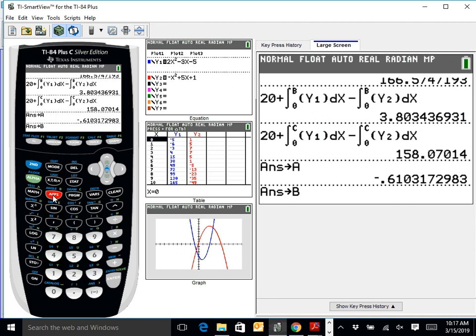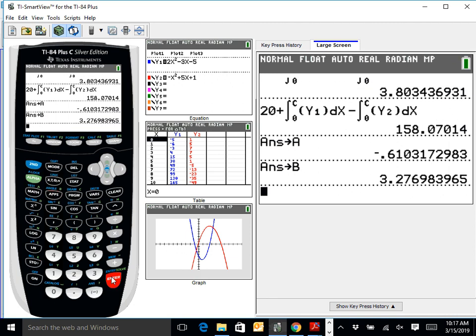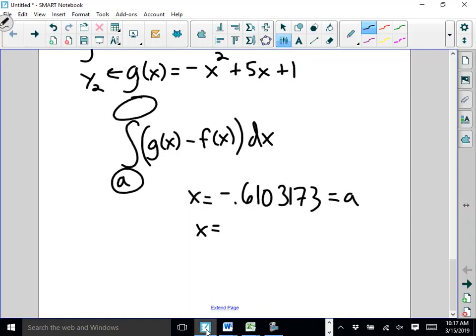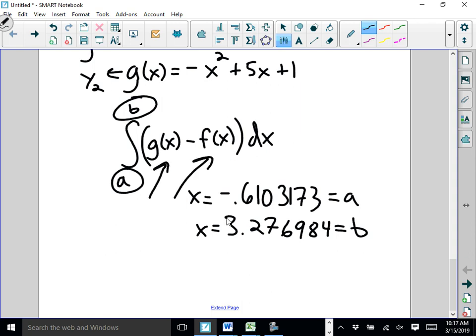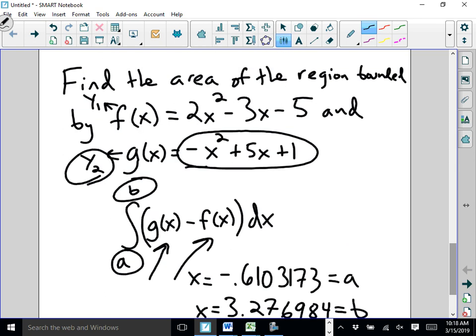Okay. I'll go ahead and write that back in my scoring region. So x equals 3.276984. And I'm going to let the scorers know that I'm using a shorthand notation of B for this. I never have to actually write out what these functions are. I can just call them G and F, to make it less to write. But we know g ties to this function, which ties to y2 in my calculator, whereas y1 ties with f, this function right here.